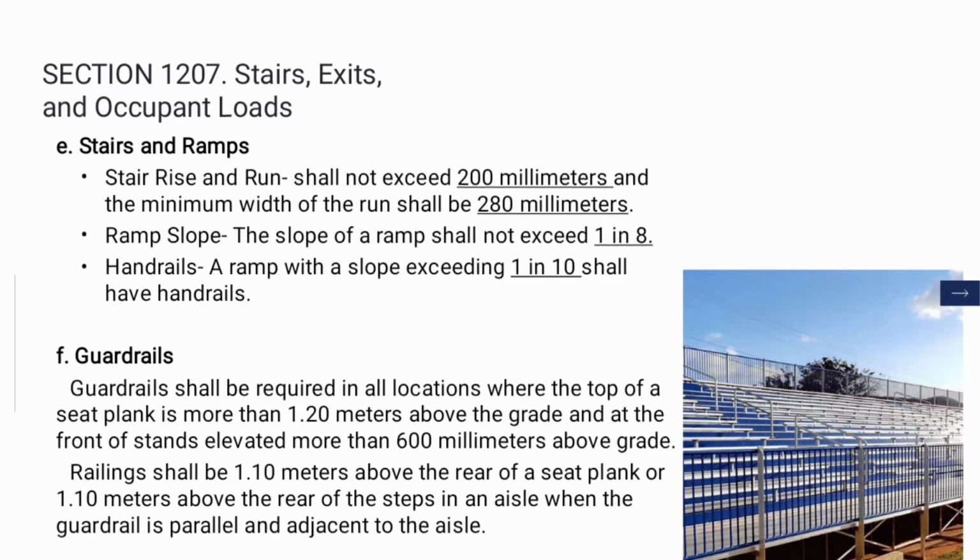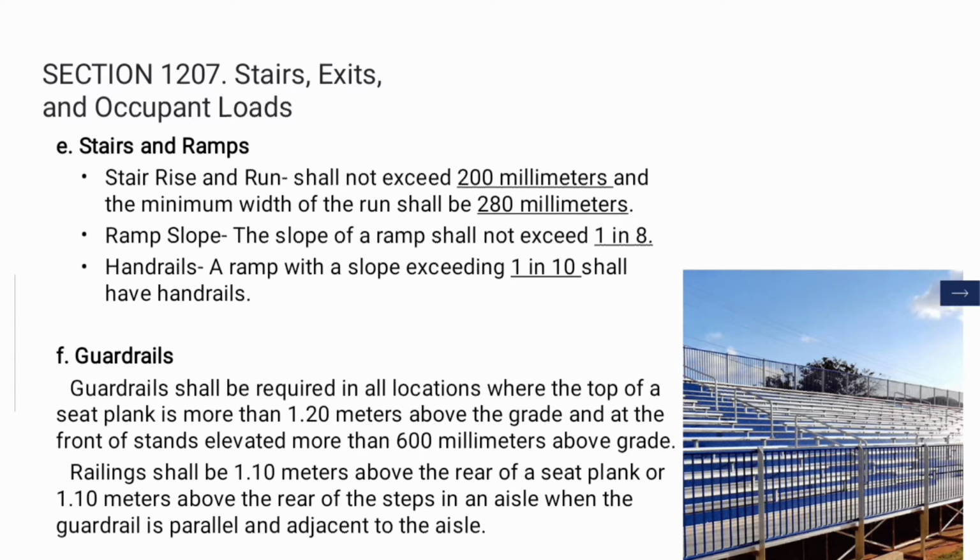When it comes to the stairs and ramps, the stair rise and run should not exceed 200 millimeters, and the minimum width of the run shall be 280 millimeters. The slope of the ramp shall not exceed 1 in 8, and the ramps shall be roughened or of approved non-slip material. And then the handrails, a ramp with a slope exceeding 1 in 10 shall have handrails.